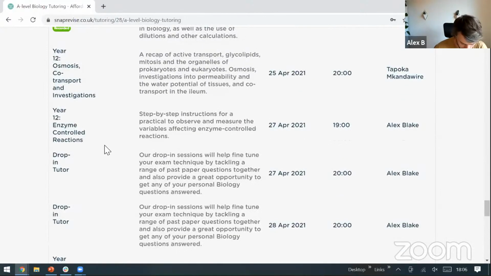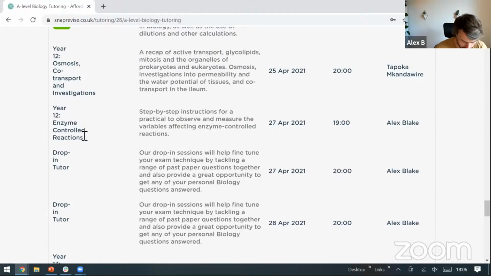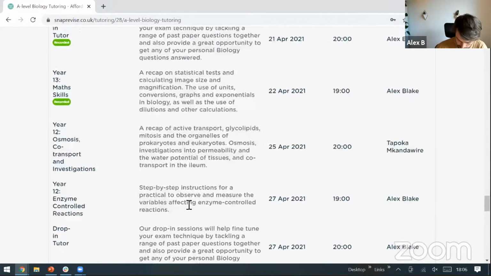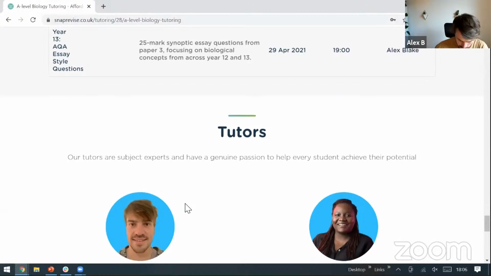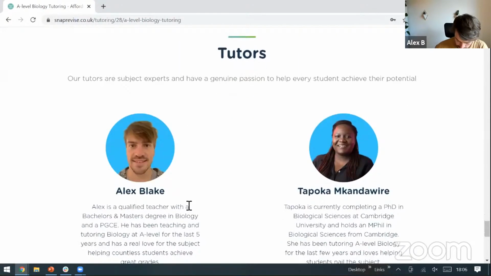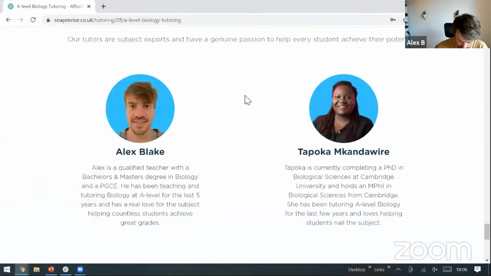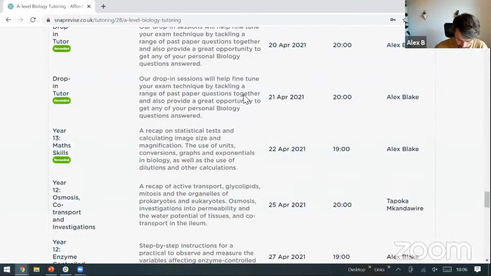So this week, what am I doing? Enzyme reactions with year 12, 2 drop-ins, and we're looking at AQA essay style questions. That one's not normally only specific to one exam board. That's quite unusual that we're doing that, but it's really helpful for any AQA students. And yeah, that's Topoka. That's obviously me. I think that's everything.